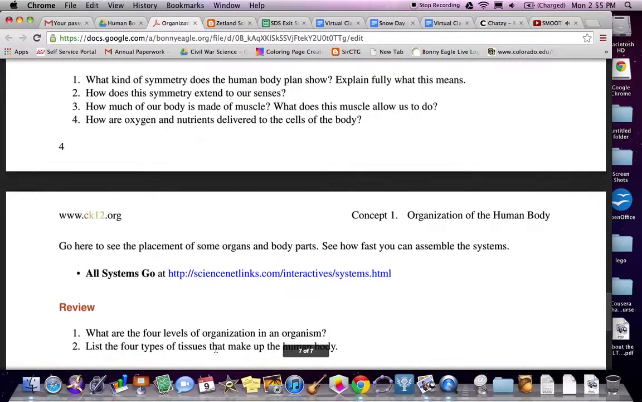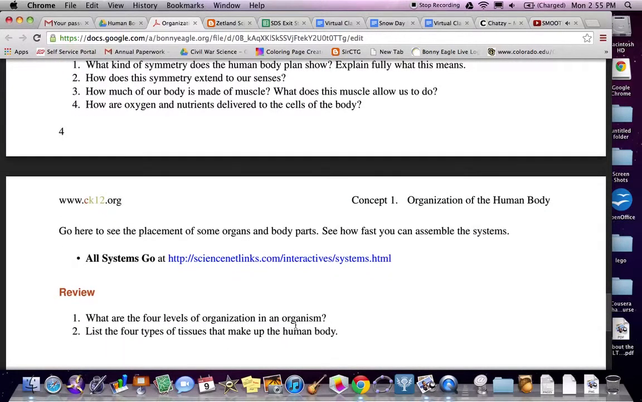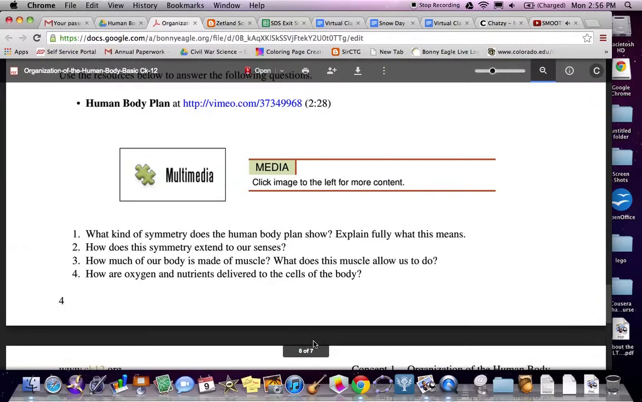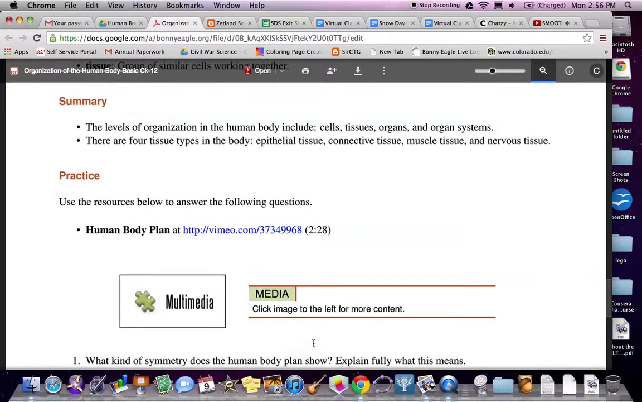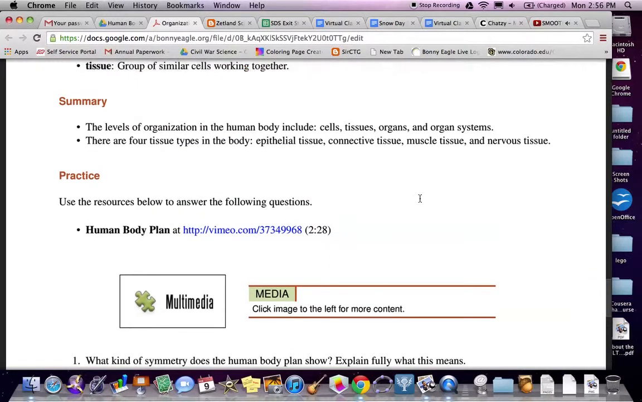The one question you get from this is the 4 levels of organization and to list the 4 types of tissue. The 4 types of tissue: epithelial, connective, muscle, and nervous.